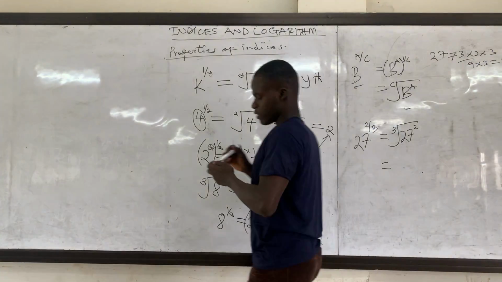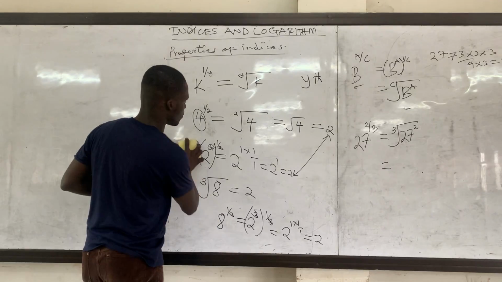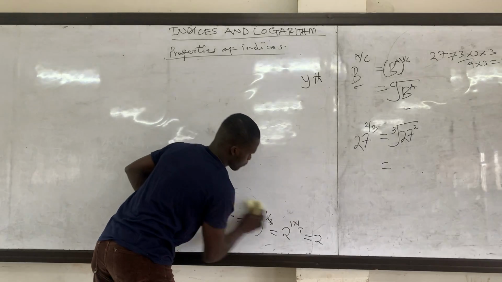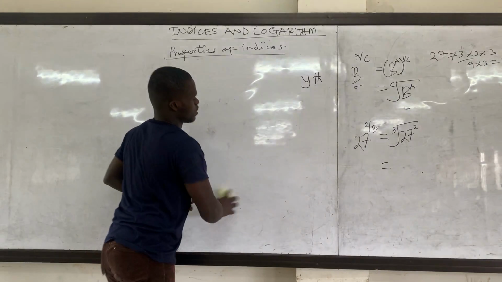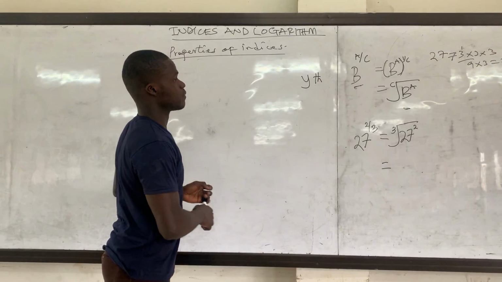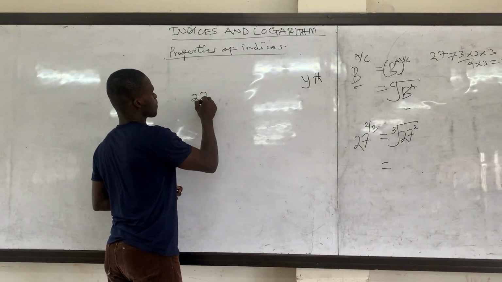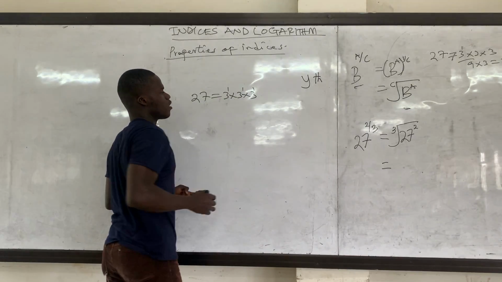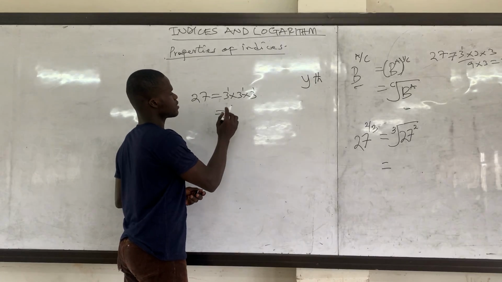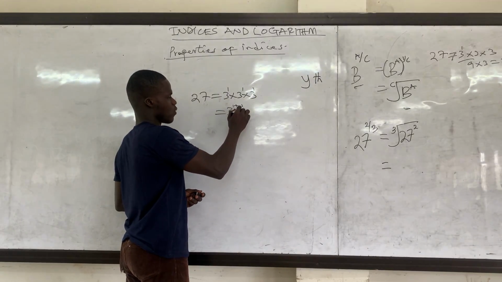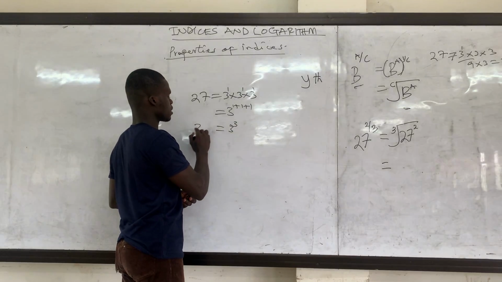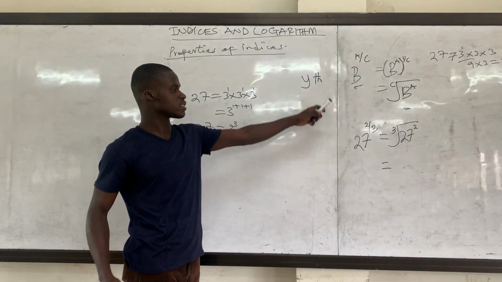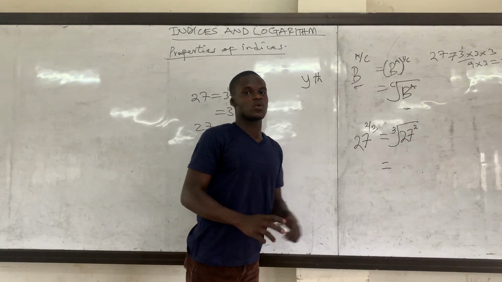So let me bring it over here, since I'm moving away from my board. So 27 is the same as 3 times 3 times 3, okay? All the 3's have exponents of 1. From indices, we can just add the 1's, okay? That's going to give 3 exponent 3 equal to 27. Meaning 3 exponent 3 is the same as 27. So we can fix it over here. Then we'll easily solve the question.